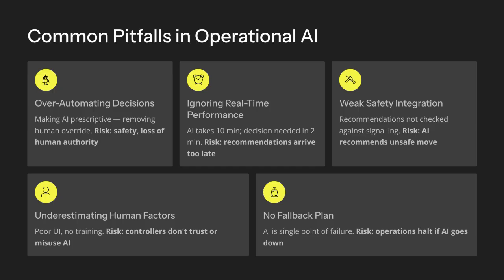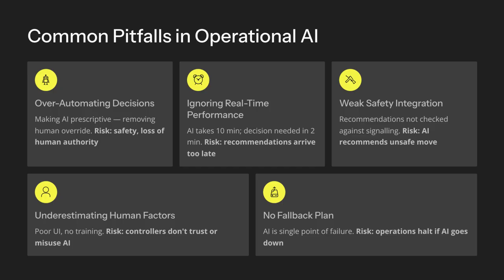Pitfall 5: no fallback. If AI becomes the single source of decision support and then it fails, a software bug, a hardware failure, a network outage, controllers are left without support during the moments they need it most, and operations can become chaotic very quickly. The mitigation is graceful degradation, designed in from the start, not bolted on as an afterthought.